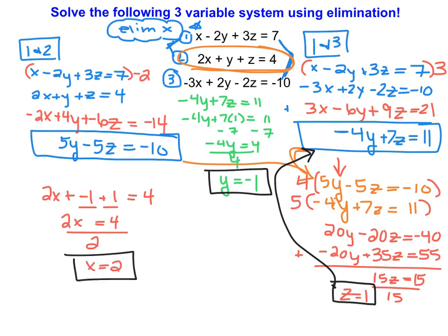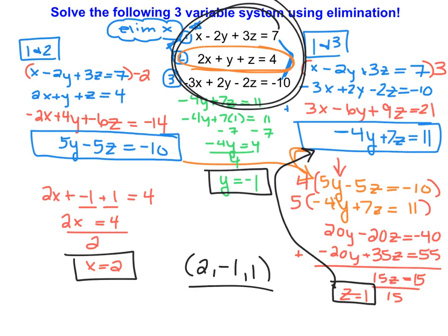So what I have here are the values for x, y, and z that if we plug them into any of these three equations, will make all three equations true. That is the point where they cross in 3 dimensions. So we have our ordered triple of x is 2, y is negative 1, and z is 1.